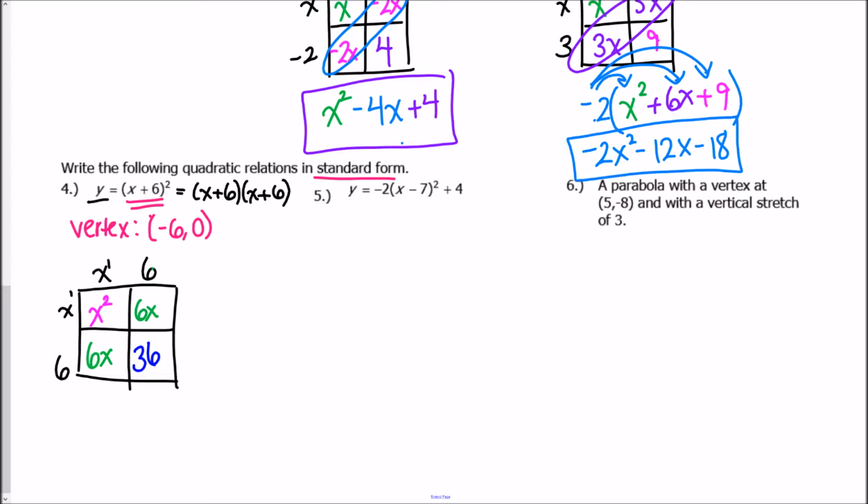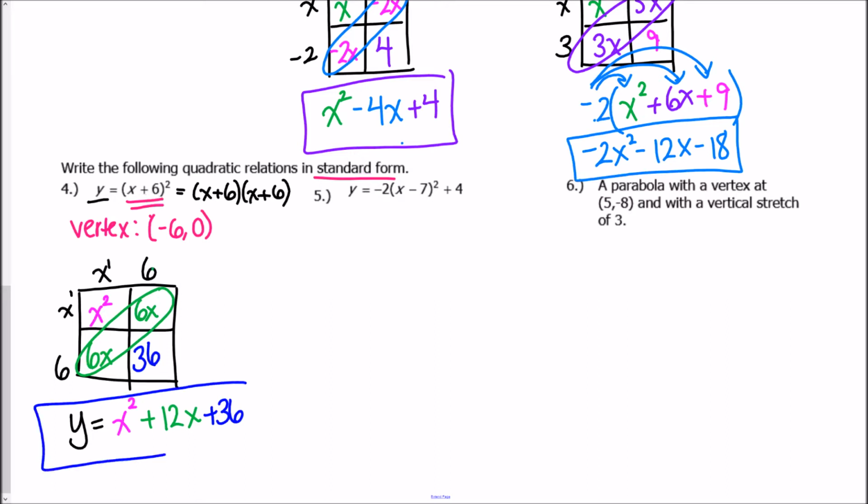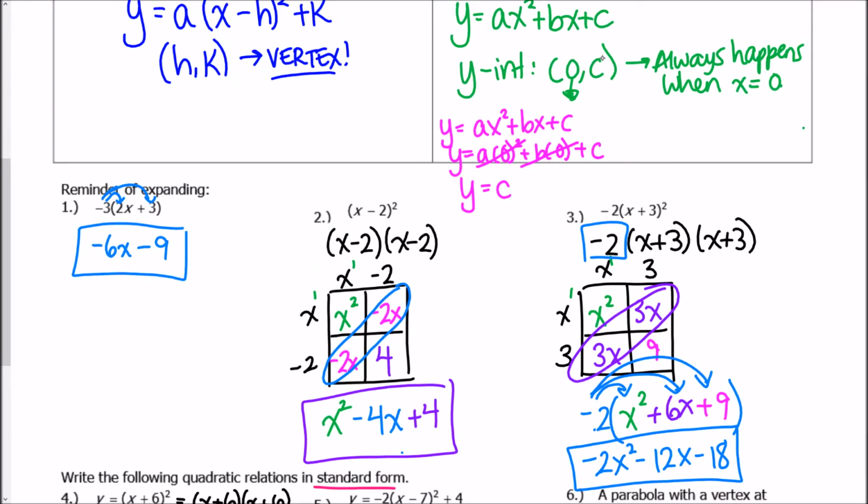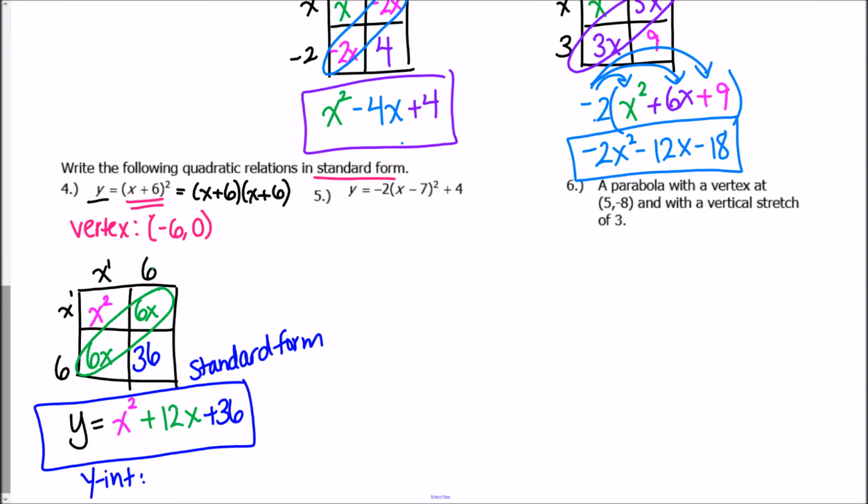So that means that my equation here is going to say y equals, and then the x squared gets copied down. The 6x's get put together, and I get plus 6, or sorry, not 6x, because 6 plus 6 is 12, so this should say plus 12x. And then lastly, we have a plus 36 at the end. So this is our answer in standard form. Now remember, our y-intercept, we wrote down right here that our y-intercept is always going to be at 0, c. So my y-intercept will happen at 0, 36, because this right here is my c value.